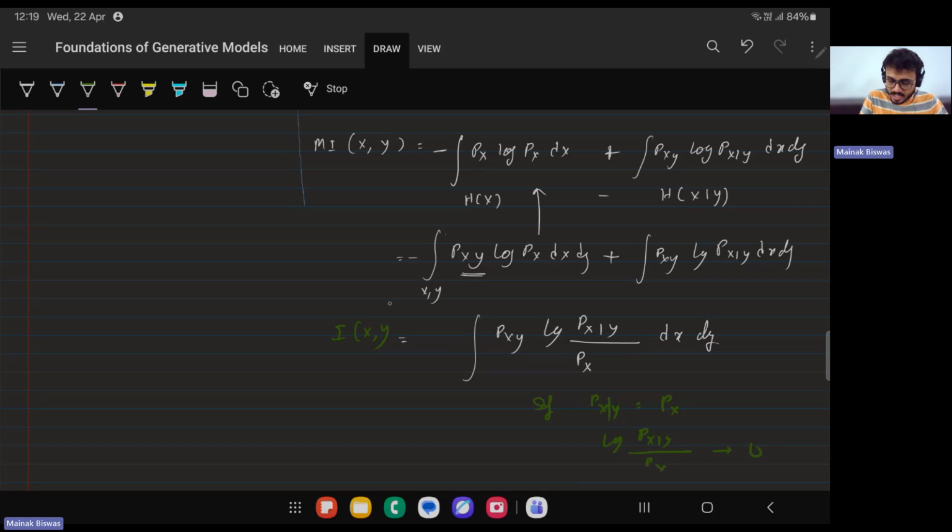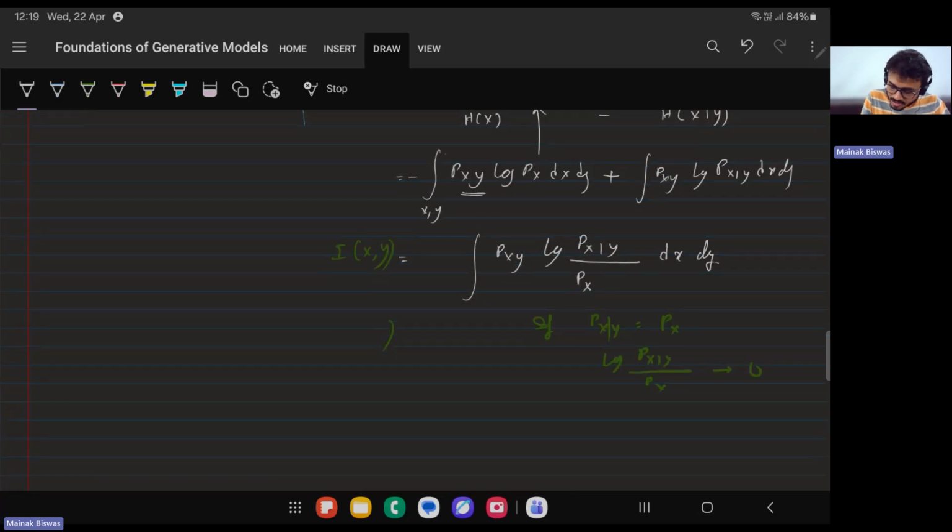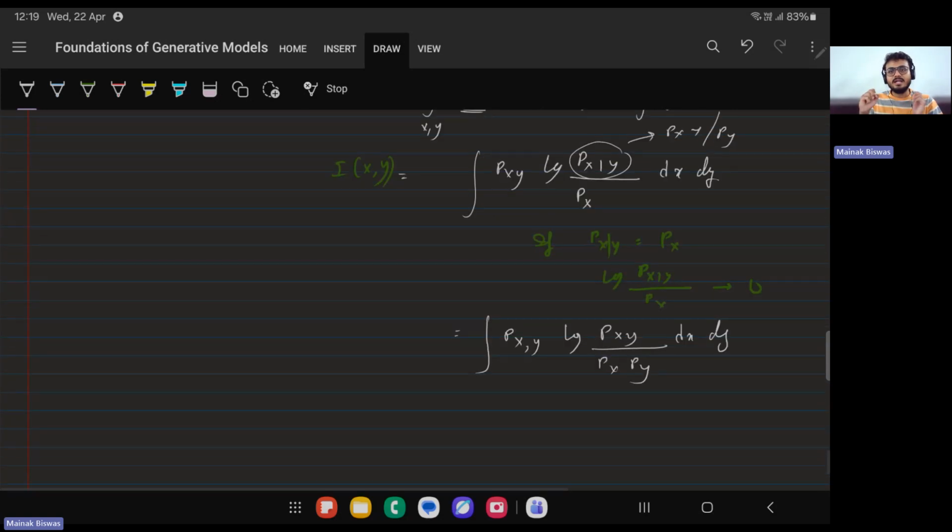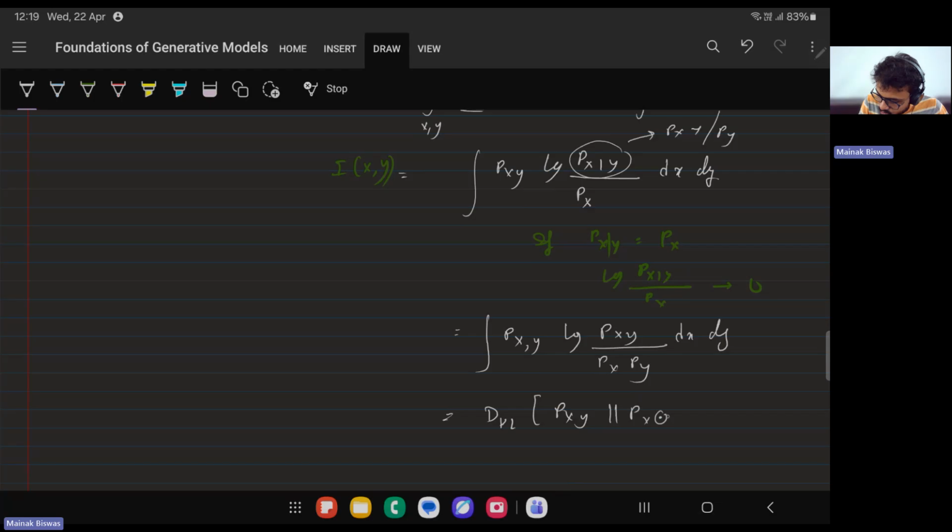This is another way of looking at things. You can write this as the integral of p of xy log of p of xy by p of x into p of y. This p of x given y, I wrote as the conditional expectation of p of xy by p of x p of y, and I get dx dy. Now, people who have already done the previous two sessions already know this. This is the KL divergence between p of xy and p of x into p of y. Again, this is another interpretation.